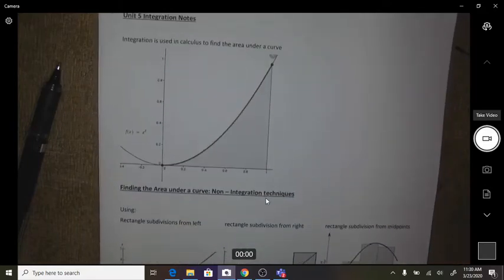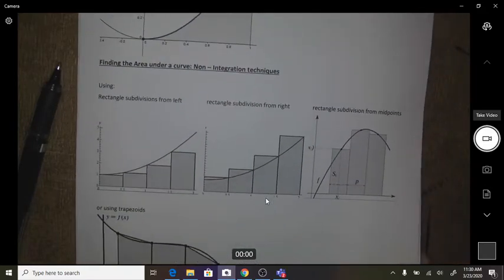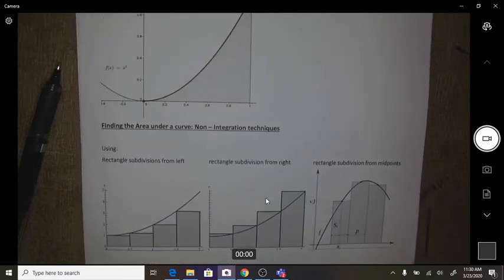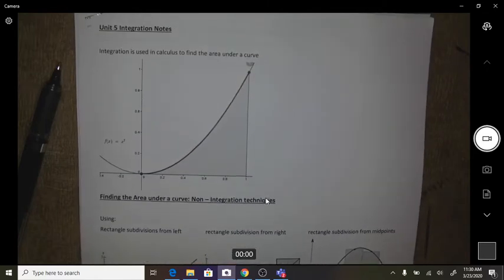Okay, starting to learn about integration. So finding the area under a curve. This is using an estimation, not an integration technique. But this is kind of what the idea of integration is. We use derivatives of an equation to help us understand the slope, and integration would be us trying to find the area under a curve.